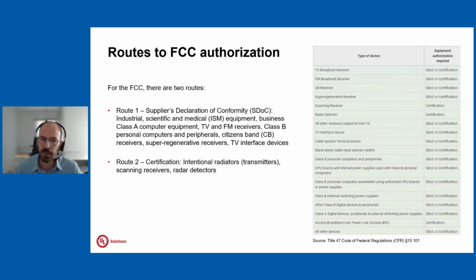And depending on the product category, there are two different processes or two different routes. Route number one is also called Supplier Declaration of Conformity, or SDoC. This is a self-declaration scheme. It is applicable in general for non-radio transmitter devices, also called non-intentional or unintentional radiators. Route number two is the certification scheme. This is in general mandatory for radio transmitters, which are also called intentional radiators. This is the FCC's way of defining them.